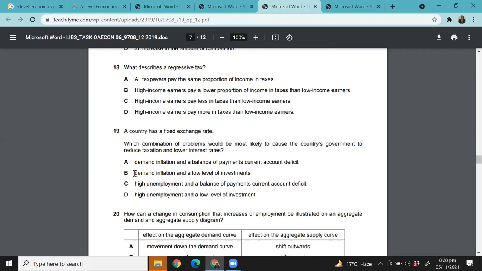Demand inflation and low levels of investment, high unemployment and balance of payments current account deficit, high unemployment and low levels of investment. What do you think? The question is asking in which of these four options the country would want to reduce taxation and lower interest rates. Take your time, no rush, and then let me know what you think is the answer, and then see if that is correct or not.